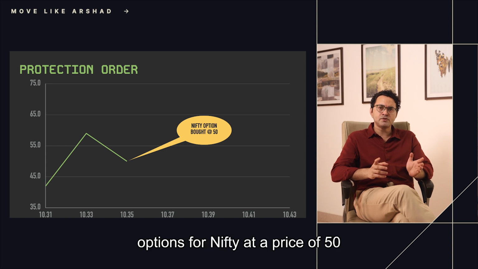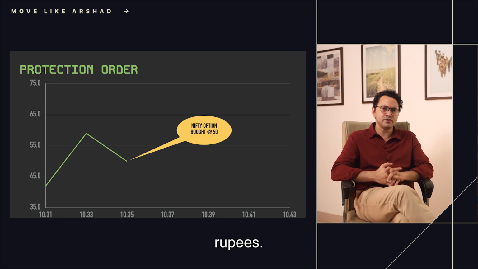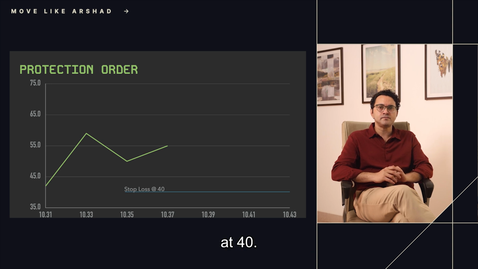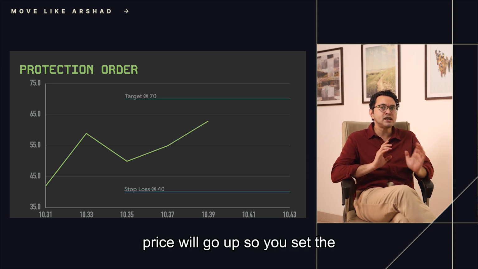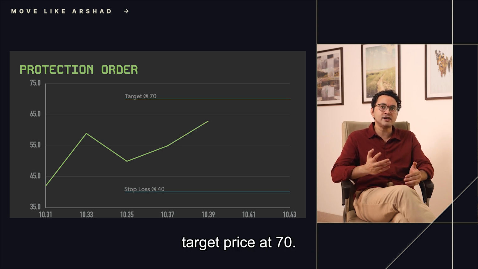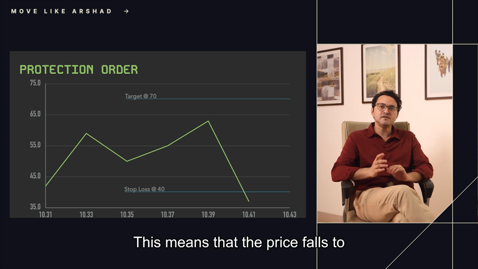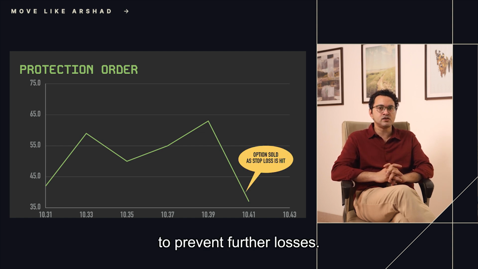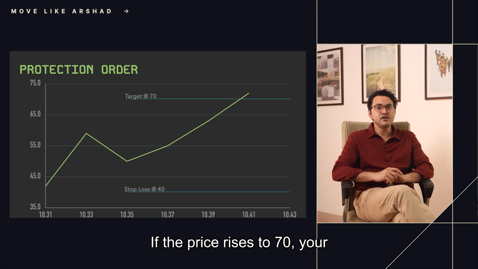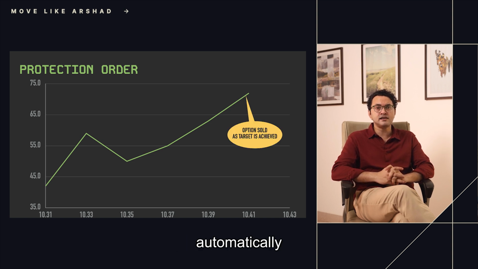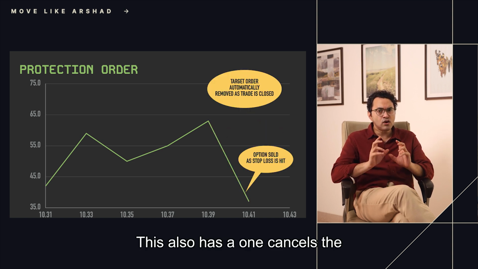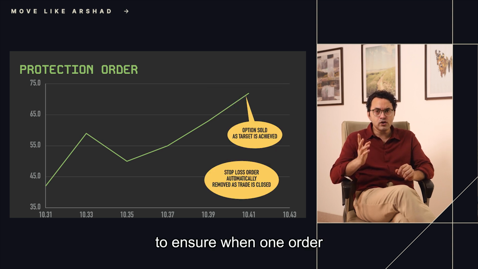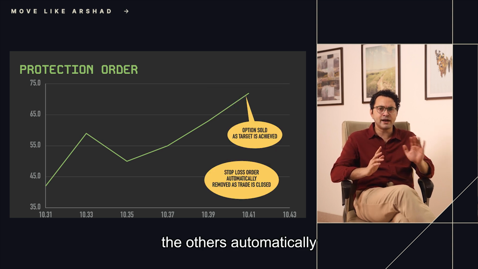Imagine if you bought some options for Nifty at a price of 50 rupees. You're worried that the price might drop, so you set a stop loss at 40. At the same time, you hope the price will go up, so you set the target price at 70. This means if the price falls to 40, your option will be sold automatically to prevent further losses. If the price rises to 70, your options will be sold off automatically to lock in your profit. This also has a one cancels the other feature to ensure when one order executes, the other is automatically cancelled.